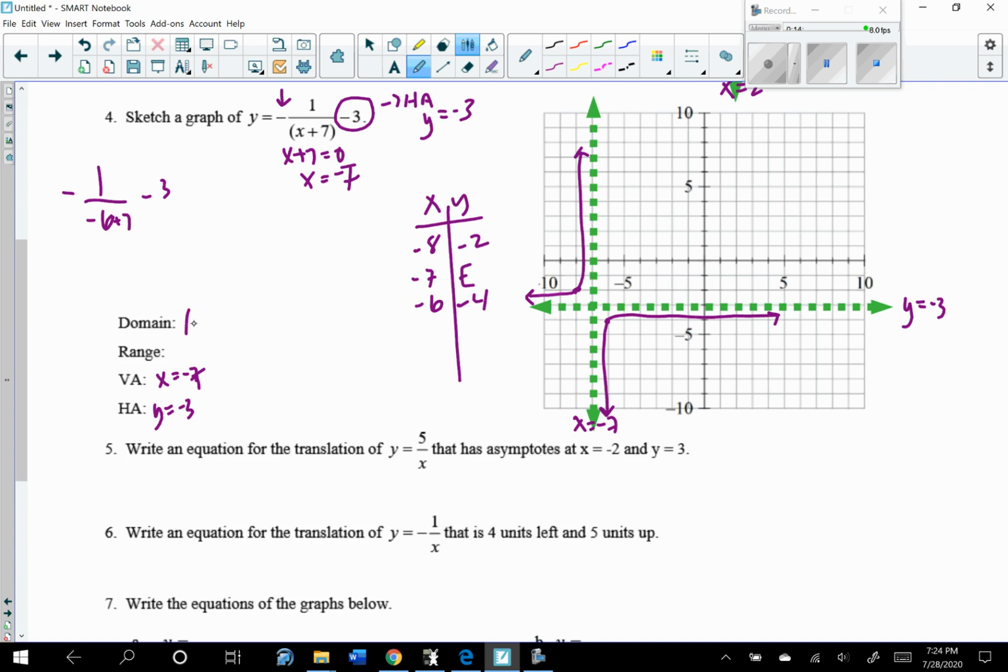So for this, we have the domain negative infinity to negative 7 and negative 7 to infinity. And the range is negative infinity to negative 3, negative 3 to infinity.